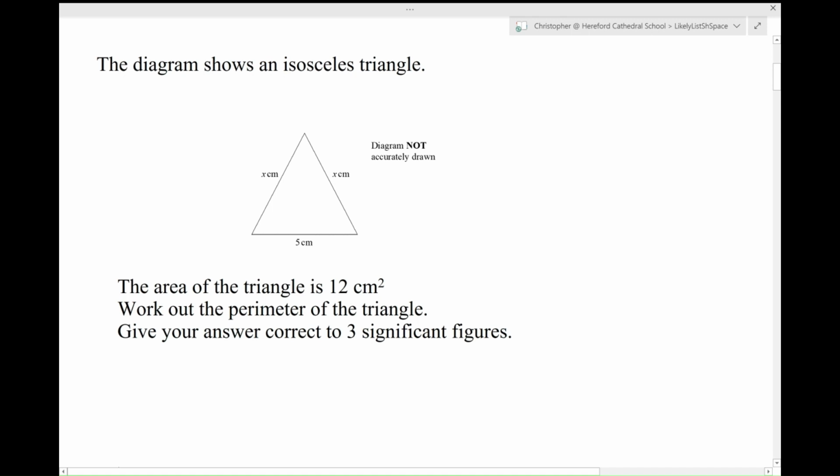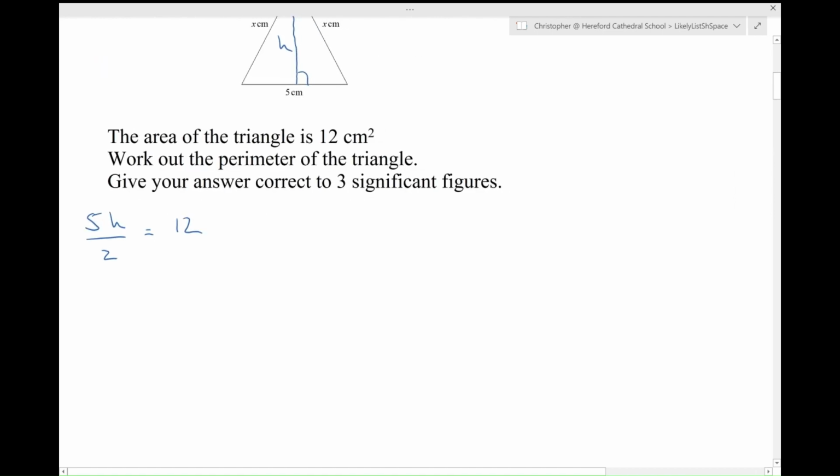So I've got an isosceles triangle, and I know that its area is 12. I need to work out the perimeter of the triangle, so I'm going to need to work out x. Right, I know that the area is 12, so I know that 5 times h over 2 is 12, which tells me that 5h is equal to 24, so h is equal to 24 divided by 5, 4.8.